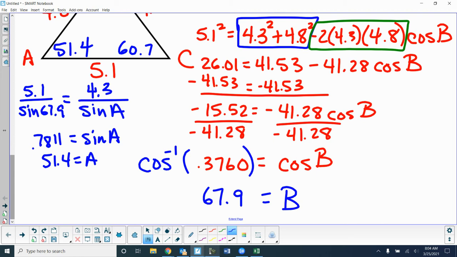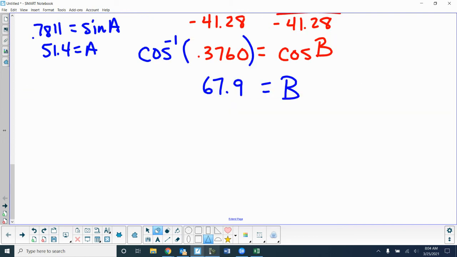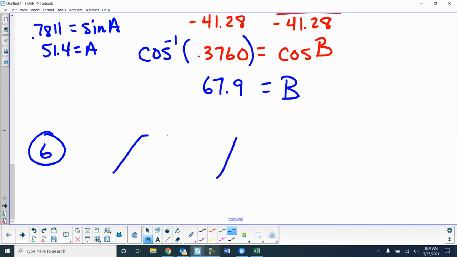Number 6. I don't know if I have a parallelogram in here or not. I guess not, so I'll draw one by freehand here. So a parallelogram is like a rectangle, kind of slanted, right? You guys should know what that looks like.